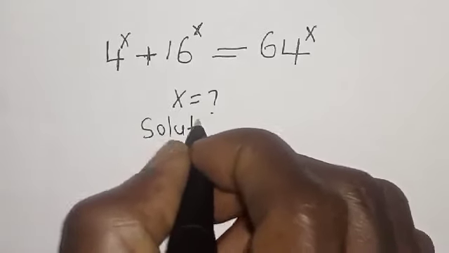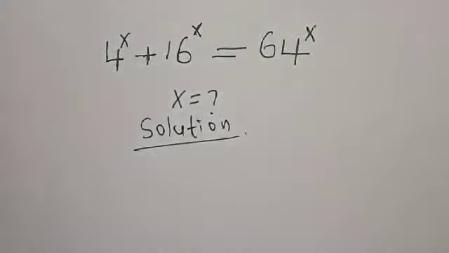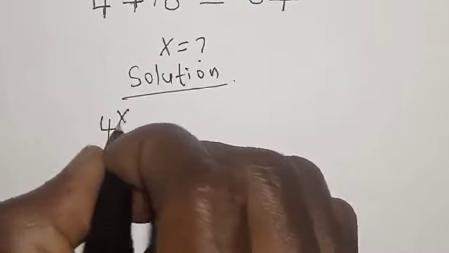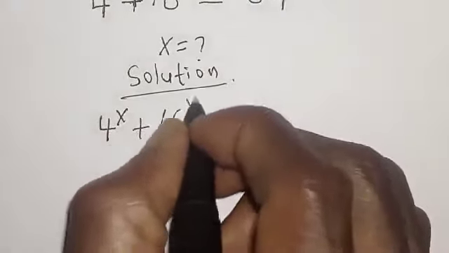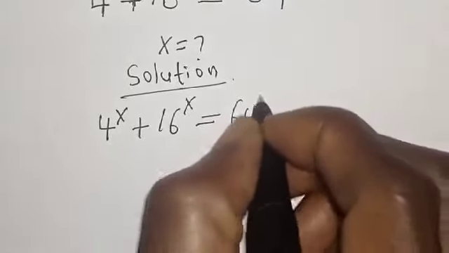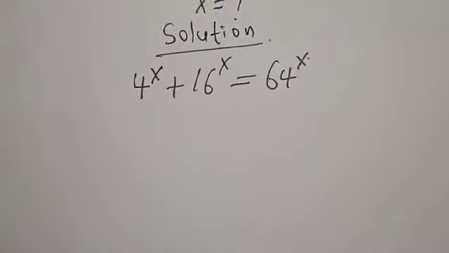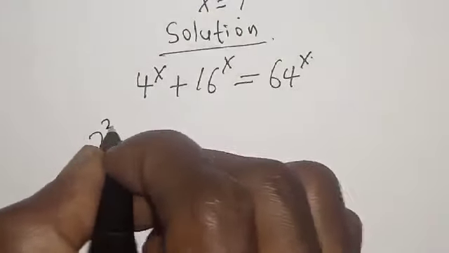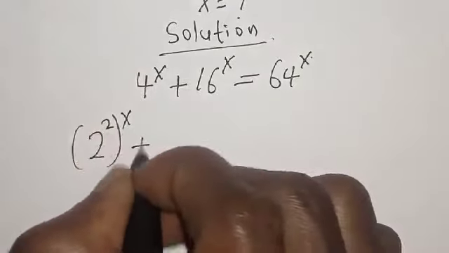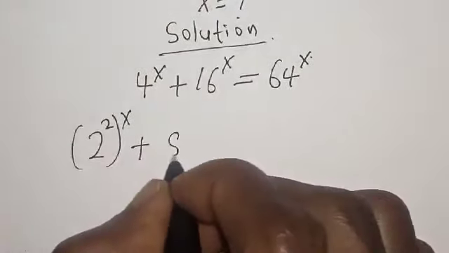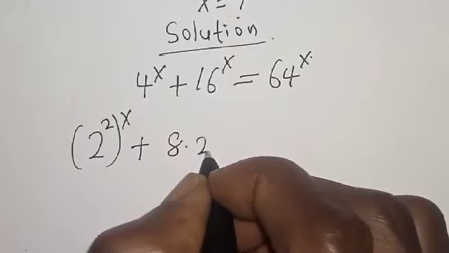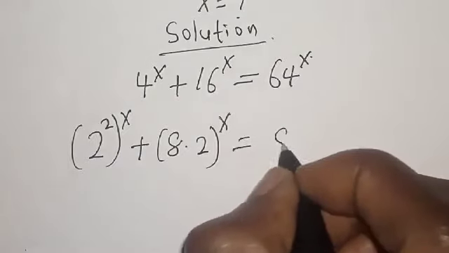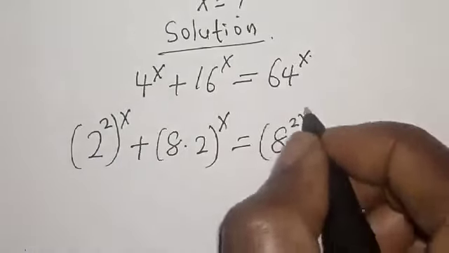Solution. The equation given is 4 raised to power s plus 16 raised to power s is equal to 64 raised to power x. 4 raised to power s is (2 squared) raised to power s, plus 16 is 8 multiplied by 2 raised to power x is equal to 64 is (8 squared) raised to power x.